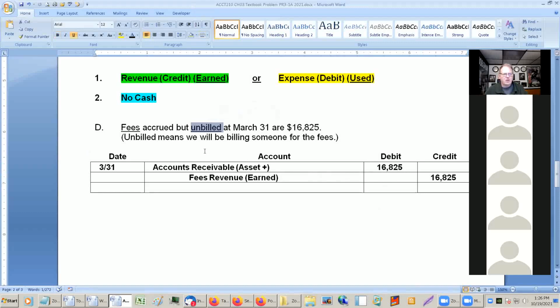Yeah, this is a tricky one because if it wasn't for that one word, unbilled, if it said fees accrued on March 31st, you'd think that was an expense in accounts payable. The unbilled is a somewhat vague indication that we're going to bill somebody else for this. If they said fees revenue, it may have been more obvious what we were doing here.